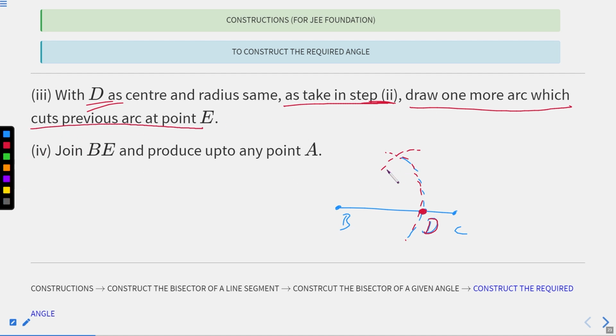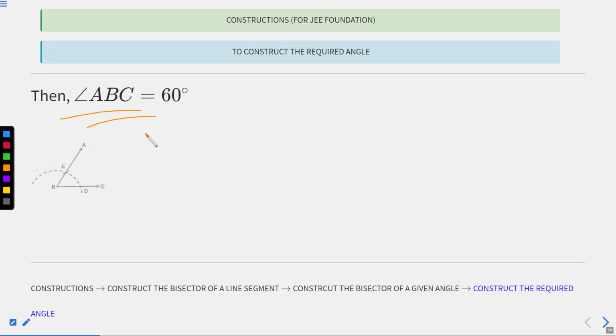This intersection is my E, and now I join B and E. This ray we will call BA, and this angle is 60-degree. I hope this is clear.